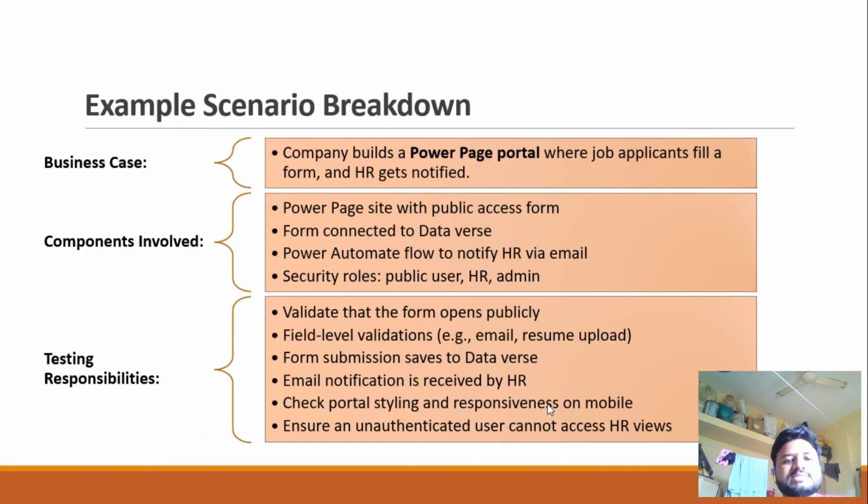Let's see one example scenario, the breakdown of the business case. The company builds a Power Pages portal where the job applicant fills a form and the HR gets notified. What are the components involved? This is the Power Pages site with the public access form. The form is connected to a Dataverse table. Then the third point is the Power Automate flow to notify HR via email, and security roles: the public users, HR, and admin. Here you can see that there are three different security roles available.